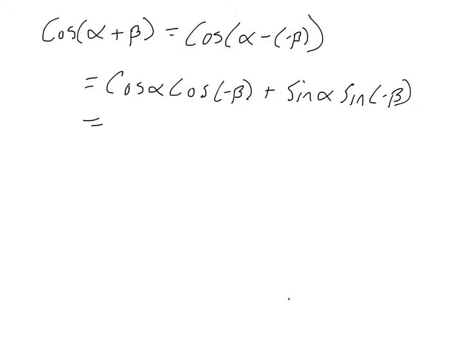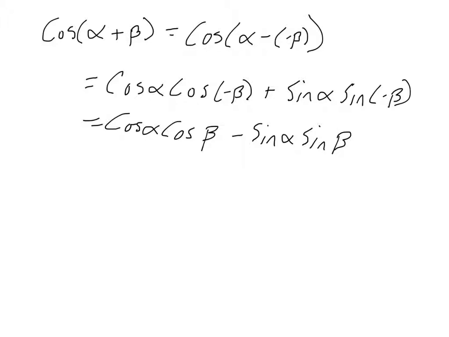Now, let's apply another identity. What do cosine negative beta and sine negative beta equal? Come on, guys, you know this one. What type of function is cosine? Yes, it's an even function. So cosine negative beta equals cosine beta. Sine, on the other hand, is an odd function. So sine negative beta is going to be negative sine beta, and so this whole term is going to become negative.